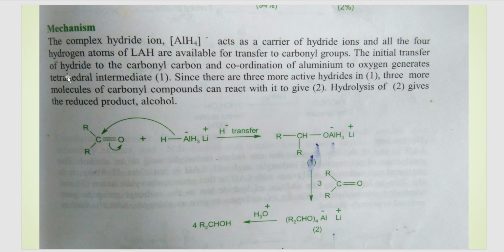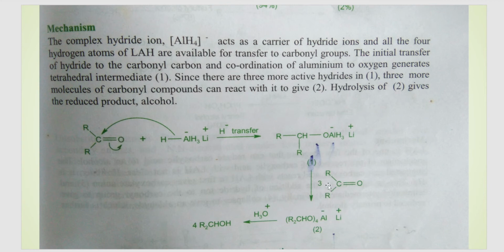The initial transfer of hydride to the carbonyl carbon and coordination of aluminium to oxygen generates a tetrahedral intermediate. Where does the hydride group go? To the carbon, and that is it, to the carbonyl carbon, that is this one. And coordination of aluminium, where is this aluminium center coordinated? It coordinates to the oxygen.